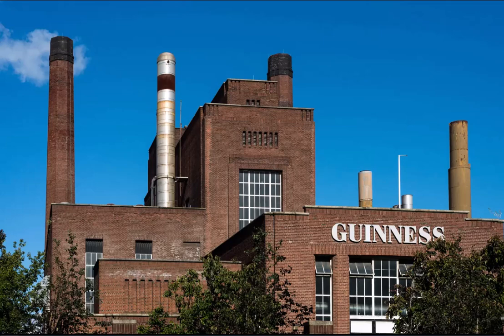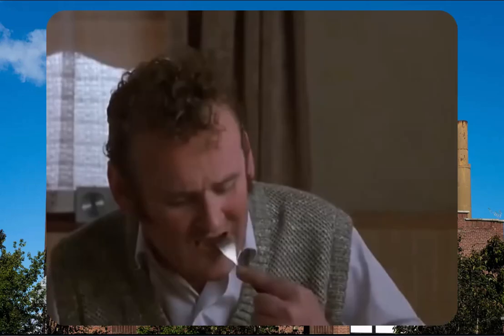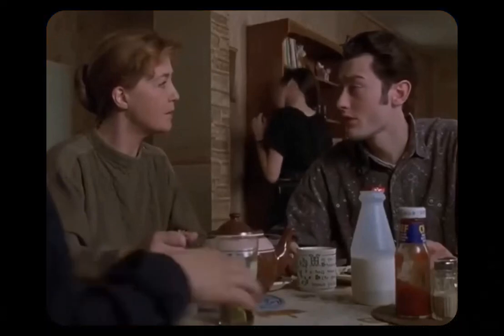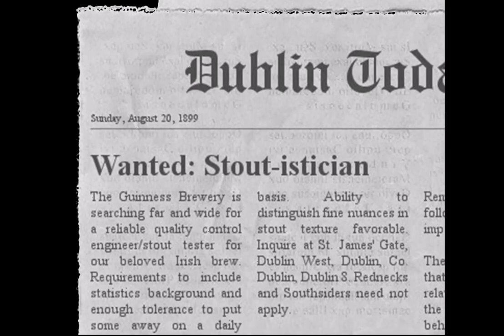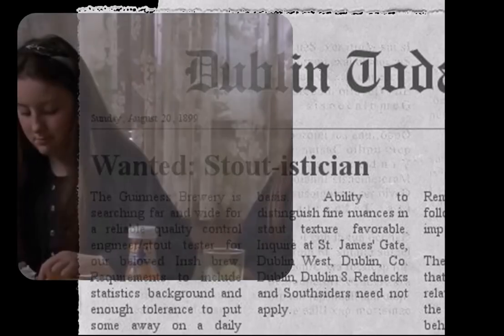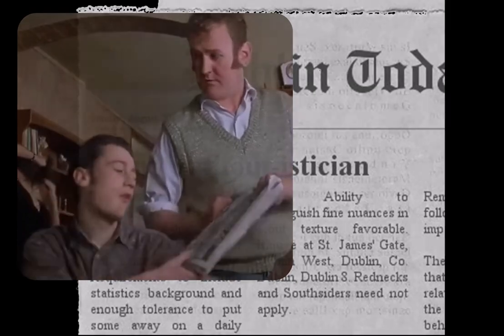So, in a very novel move in the late 19th century, they decided to use statistics to take their beer to the next level. They put an ad in the paper. It was a short ad, got right to the point, and it was designed to shake loose the best number crunchers in Dublin. Rednecks and Southsiders need not apply. And find a data analyst they did.